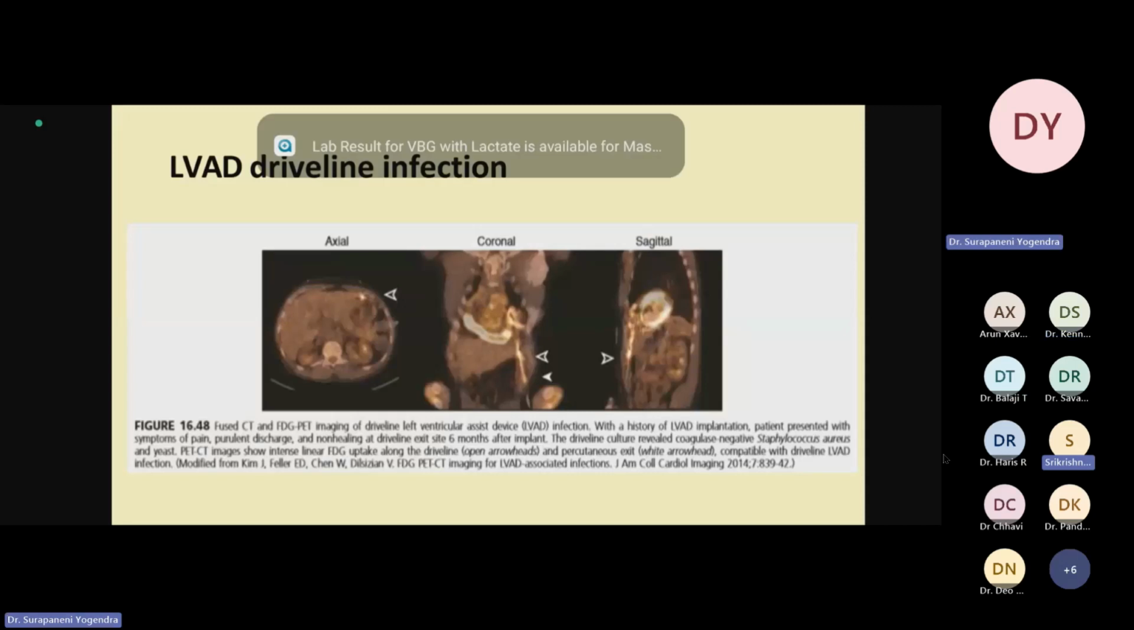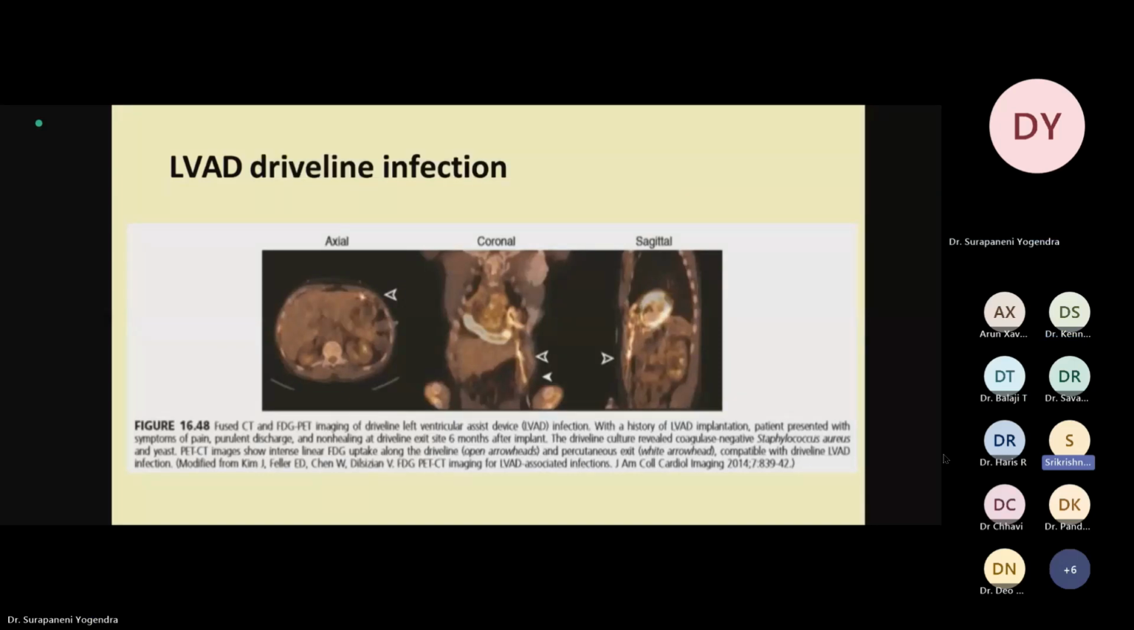This is an LVAD driveline infection. CT and FDG PET imaging of driveline infection in a patient with pain, purulent discharge, and a non-healing driveline site 6 months after the implant. The driveline culture revealed coagulase-negative Staph aureus and yeast. PET CT image shows intense linear FDG uptake along the driveline and percutaneous exit.